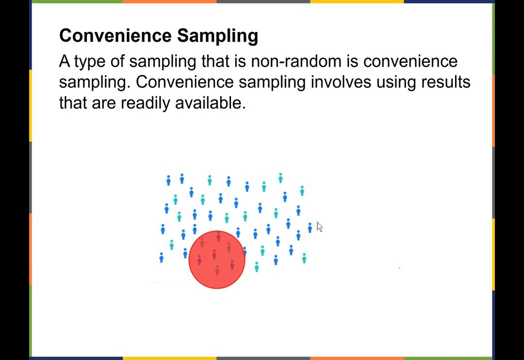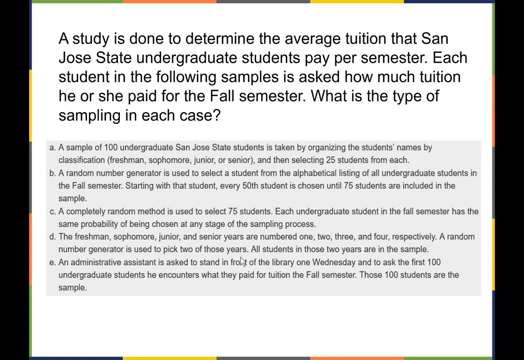So maybe you want to do a survey of your English class, and you want to know what everybody's getting on their last test. You just ask the people sitting at the tables near you, hey, what'd you get on the test? That'd be convenience sampling if you decided what the test average was based on those people sitting near you.